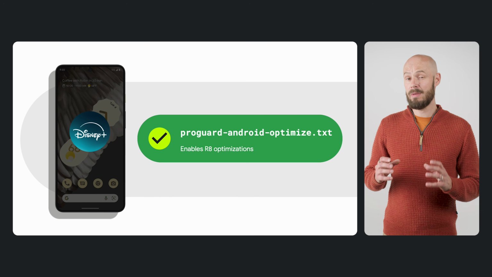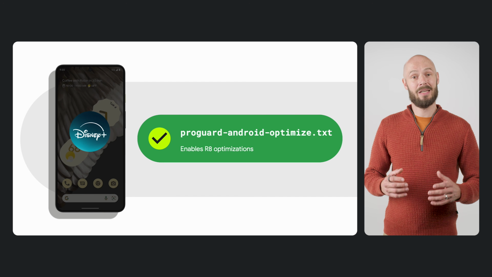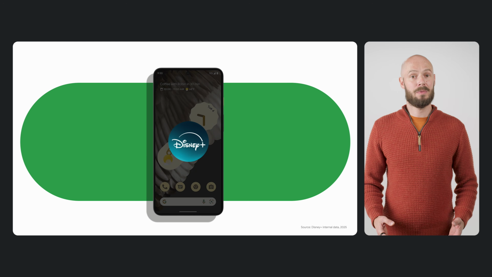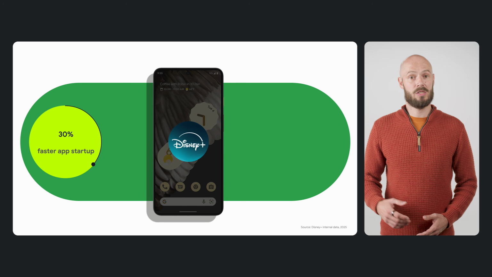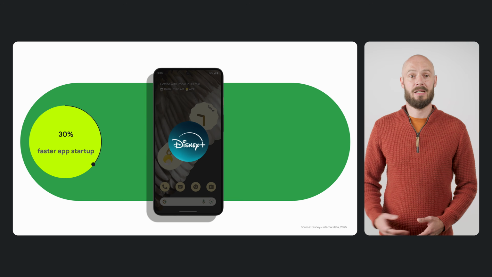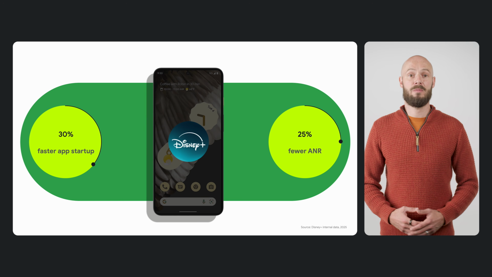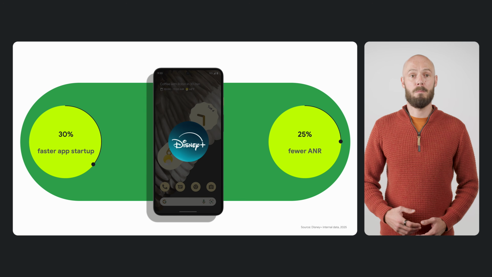And this one seemingly small configuration update significantly improved several performance metrics. After a new version of the app containing this change was rolled out to users, Disney Plus saw improved slow startup metrics by over 30%. And the user-perceived ANR rate went down by over 25%. As I mentioned before, both of these metrics are highly relevant to user satisfaction.